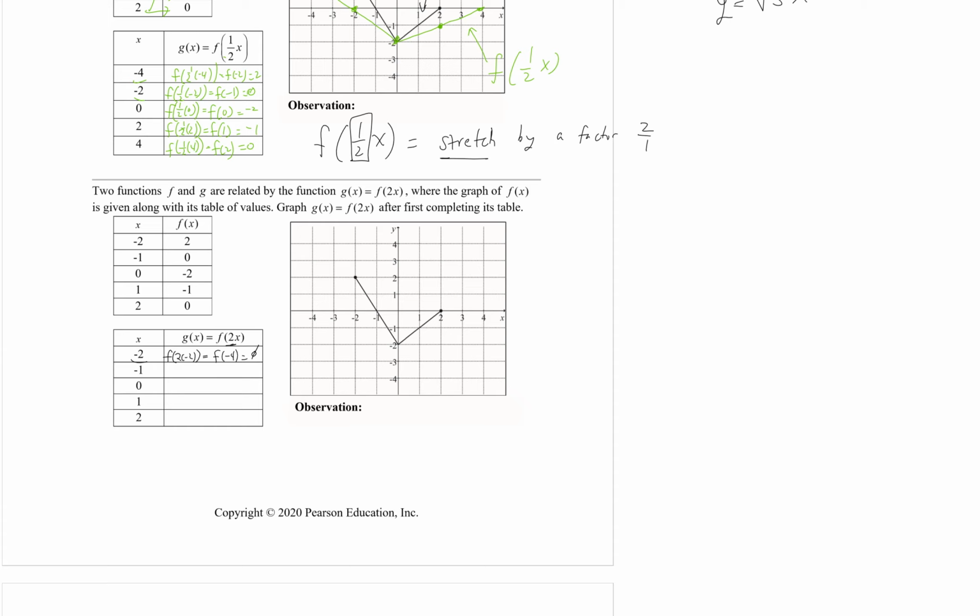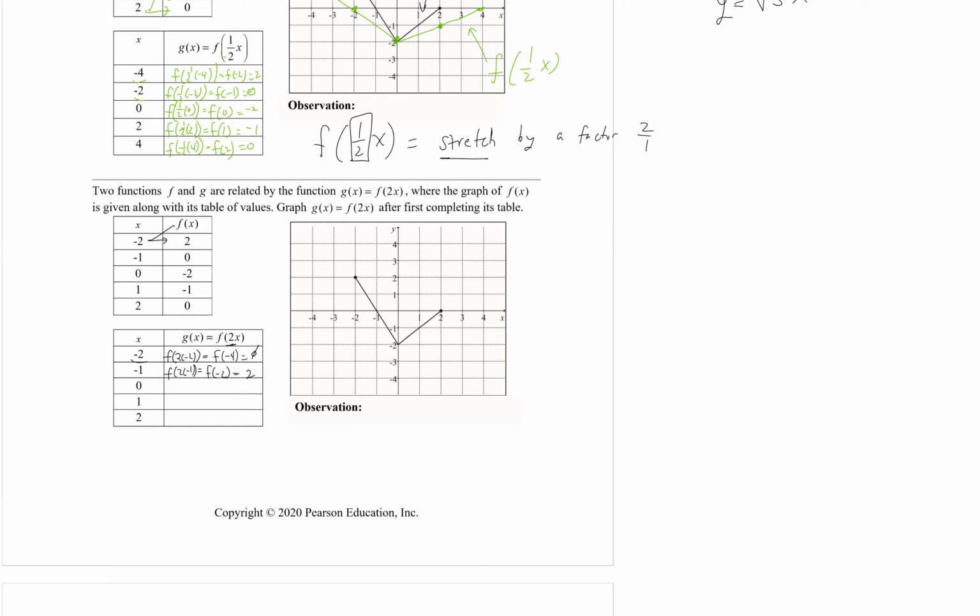Okay. How do you know it doesn't exist? Well, let's look over here. Is there a -4 here? The smallest is -2. I can't use -4. No solution. Let me plug in -1. f of 2 times -1 is f of -2, which does have an answer. f of -2 is 2.